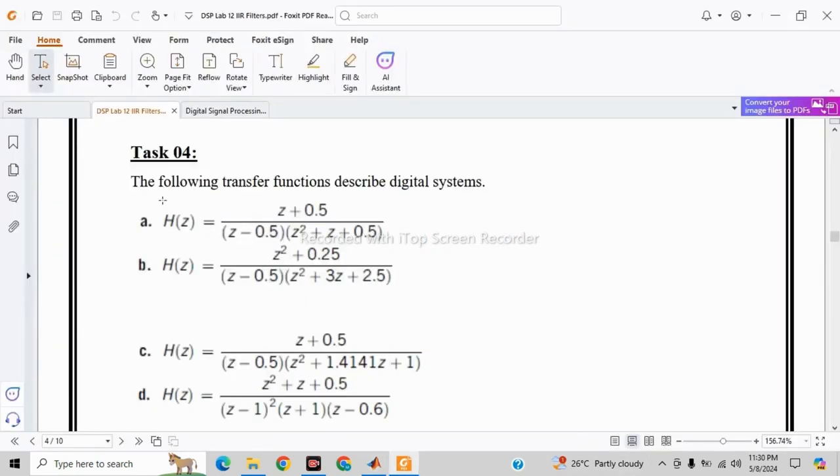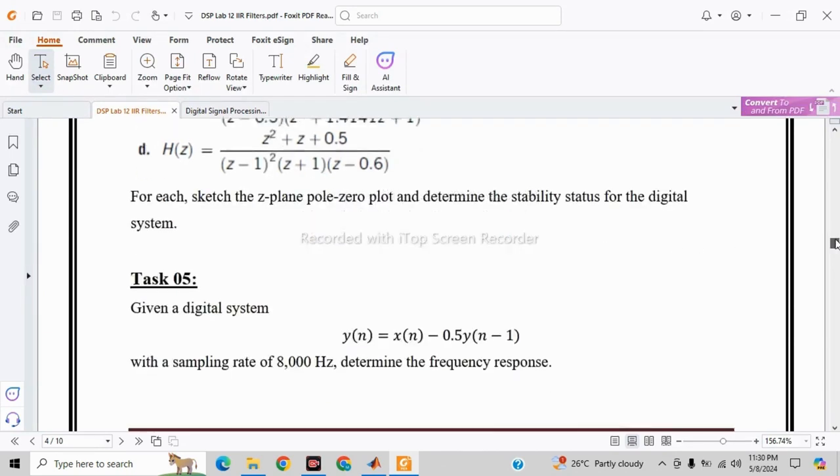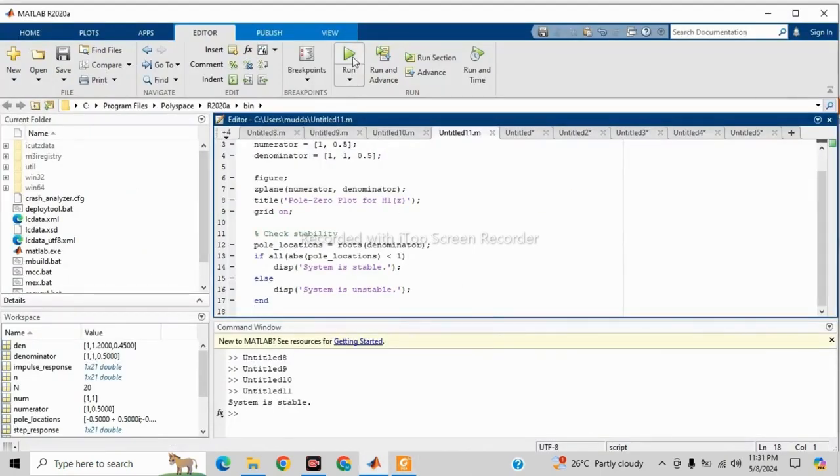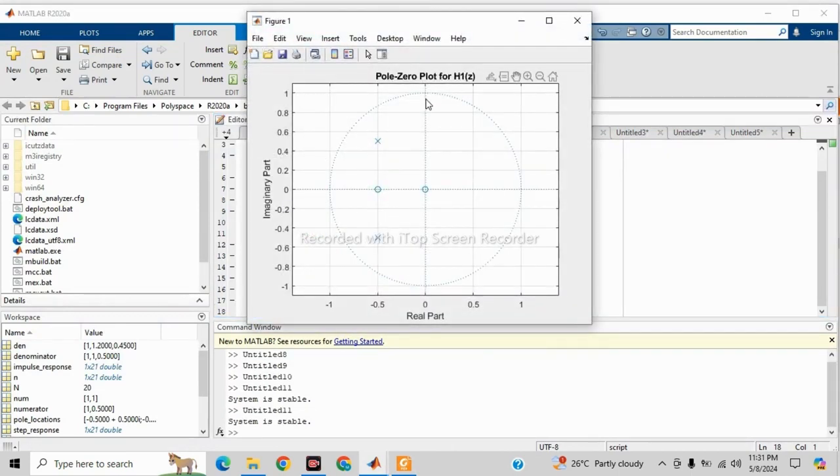Next task is task number 4. The following transfer functions describe digital systems, and we have to sketch the z-plane pole-zero plot and determine the stability status for the digital system. So the MATLAB code for this task is here, and the output of this task is the pole-zero plot for the H of z.